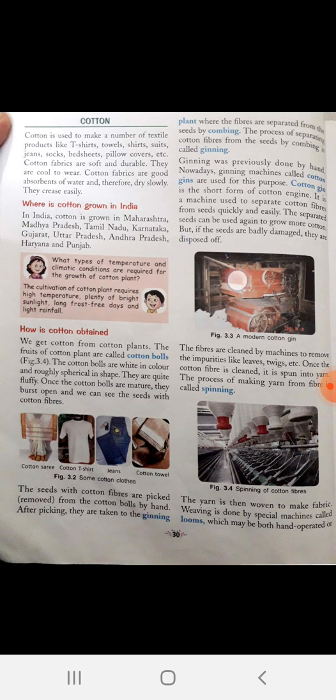Then these fibers are combed and cleaned to remove the impurities of leaves and twigs. Once the cotton fiber is cleaned, it is spun into yarn by the process of spinning. And finally, the yarn is woven to make a fabric, and that is how we get a cotton fabric.